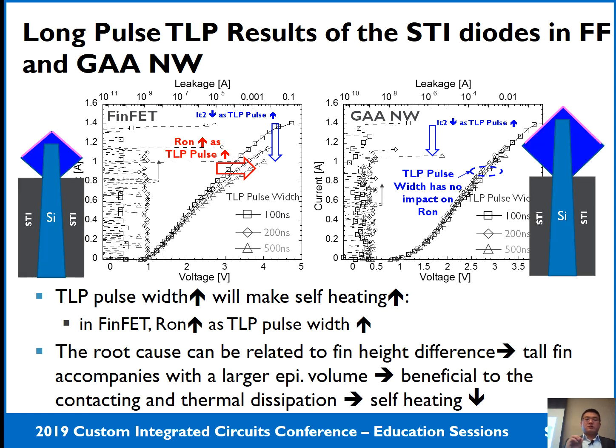The root cause related to this different self-heating behavior is the fin height difference. In order to get this stacked narrow wire structure, the fin height will be taller in the Gate-All-Around technology. And usually a taller fin will accompany a larger epitaxy volume, which is beneficial for contact scaling and also beneficial for thermal dissipation. So better thermal dissipation means less self-heating issue. So that's why you didn't see the Ron increase with increasing pulse width.